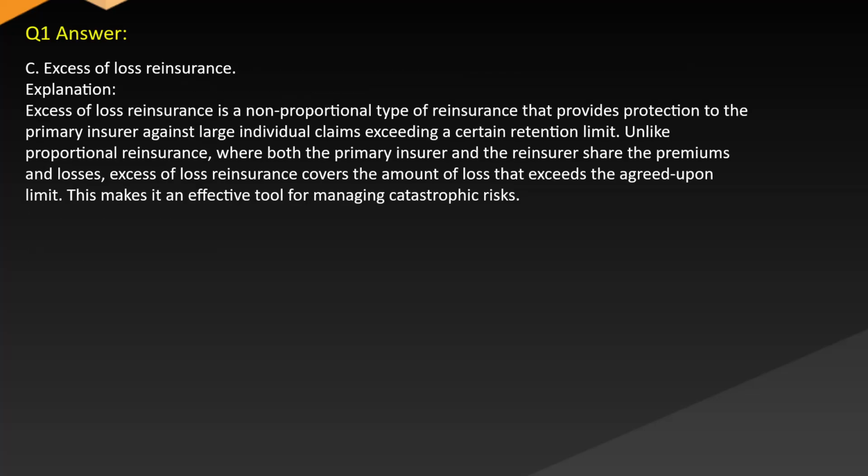Explanation: excessive loss reinsurance is a non-proportional type of reinsurance that provides protection to the primary insurer against large individual claims exceeding a certain retention limit. Unlike proportional reinsurance, where both the primary insurer and the reinsurer share the premiums and losses, excessive loss reinsurance covers the amount of loss that exceeds the agreed-upon limit. This makes it an effective tool for managing catastrophic risks.